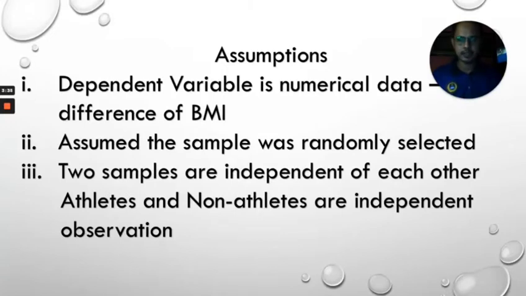The assumptions: the dependent variable is numerical data of BMI. It is assumed the sample was randomly selected. The two samples are independent of each other. Athletes and non-athletes are independent observations. So look at the SPSS.